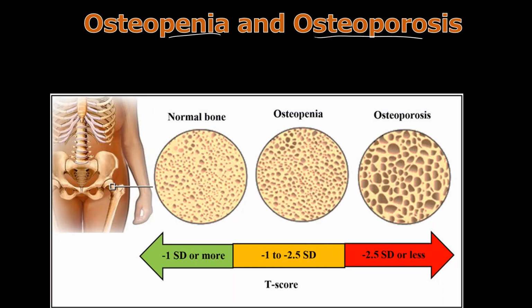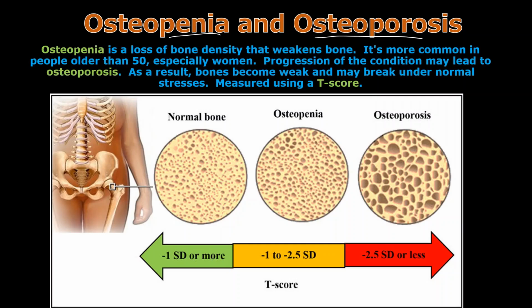Osteoporosis would be one step further. We have this chronic osteopenia where we've lost more than someone with osteopenia, and now the bones are on the verge of breaking or becoming brittle. So osteopenia is just a loss of bone density. And it's common in people that get older, especially older than 50, and especially in women.